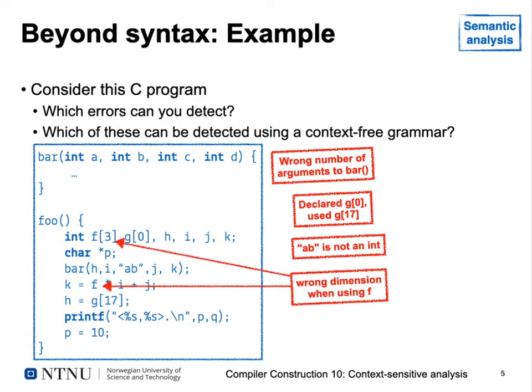What else is there? Well, down here, we're trying to calculate some value using f. But f, well, is the name of an array. So essentially a pointer to the start of the array and not an element of the array, which would be a correct integer value for our expression here. So there's a wrong or non-existing dimension when using this array f here. That also doesn't work.